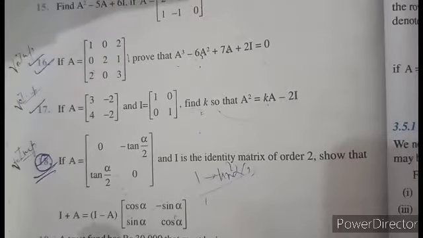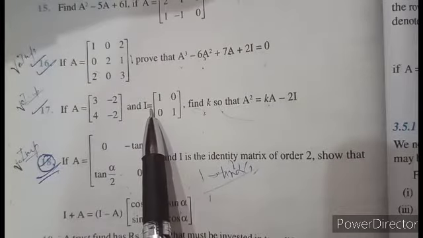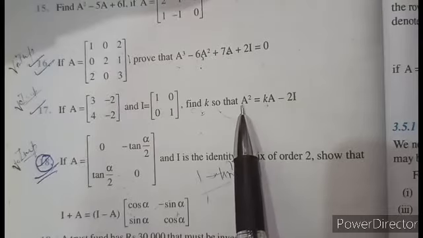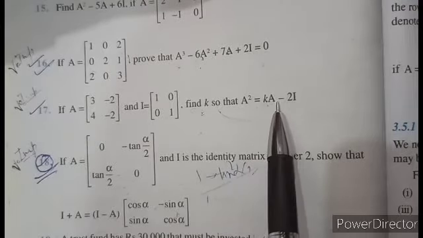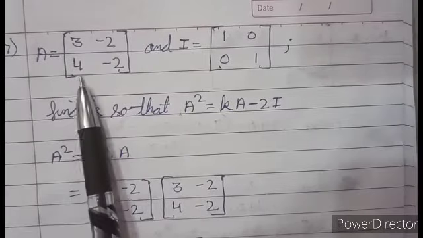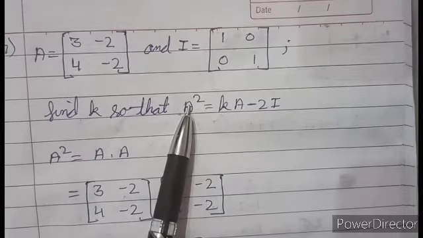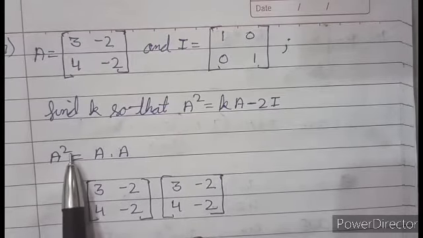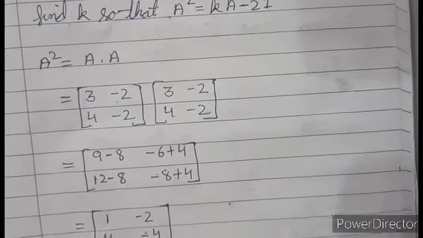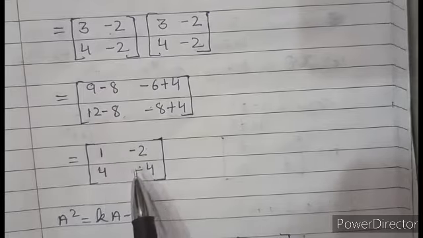Now in the 17th question, matrix A and identity matrix are given to us. We have to find the value of K such that A square equal to KA minus 2I. Here matrix A is given to us. Now we have to find the value of A square. We will find the matrix A square, that will be matrix A into matrix A, and we are getting A square as 1, minus 2, 4, minus 4.